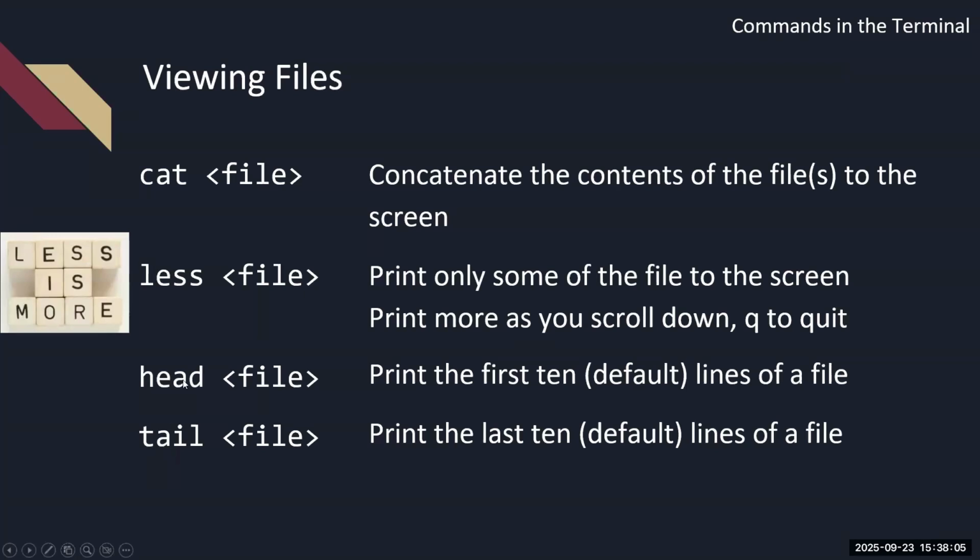And head and tail are two important commands. You can print out the first 10 lines by default to the screen, or the last 10 lines to the screen. So if you have a very large data set and you only want to view the first part, you can use head and tail. And please note that the 10 is a default. You can use an option to change this number. Make sense? I will show you how to do that later.